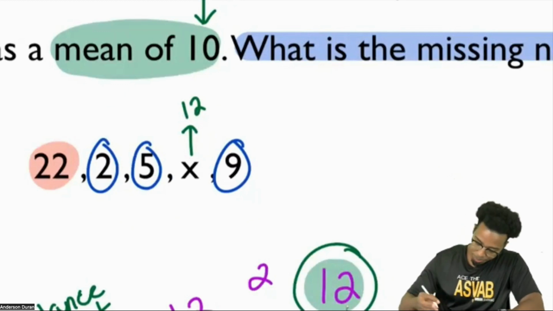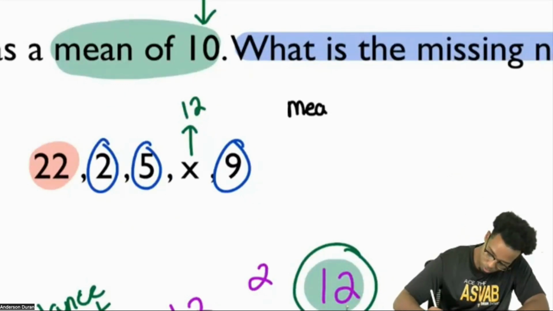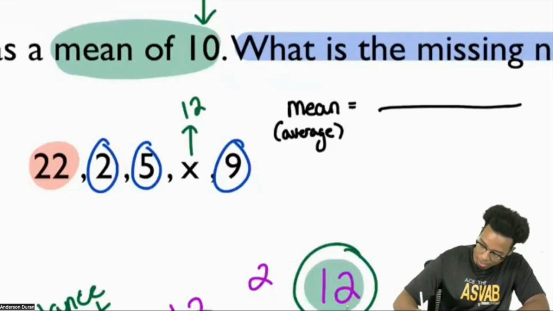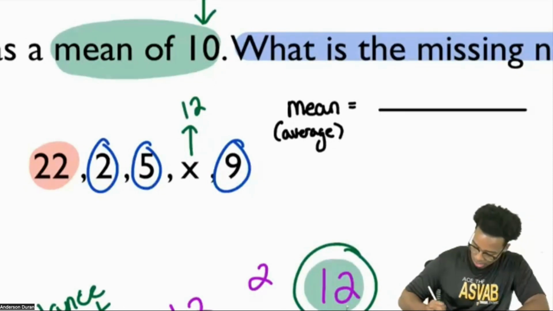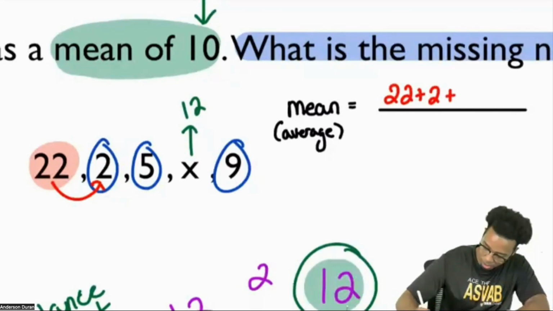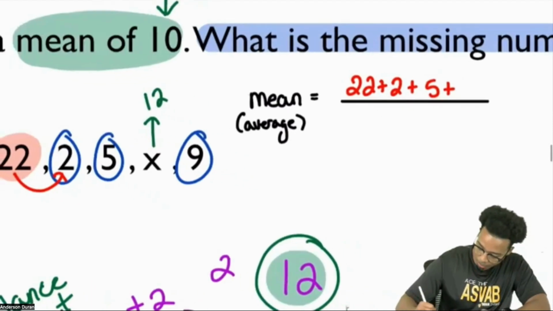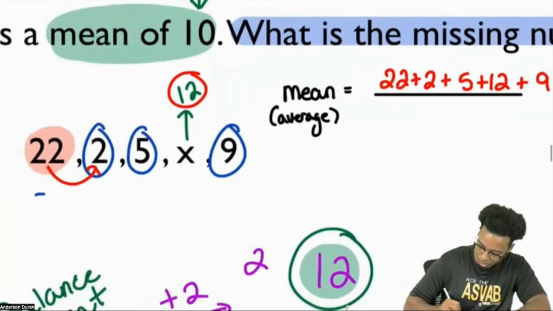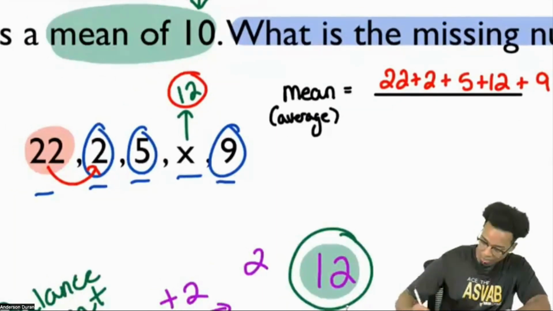Here we go. So again, the mean or average, let me make sure I write that down again. Mean and average are the same thing. Let's add everything up and divide by the number of numbers. So everybody, what's 22 plus 2? That's going to be 24. Then plus the 5 is 29. Then we'll add the 12, and then we'll add the 9. And then we'll divide by the number of numbers, 1, 2, 3, 4, 5.